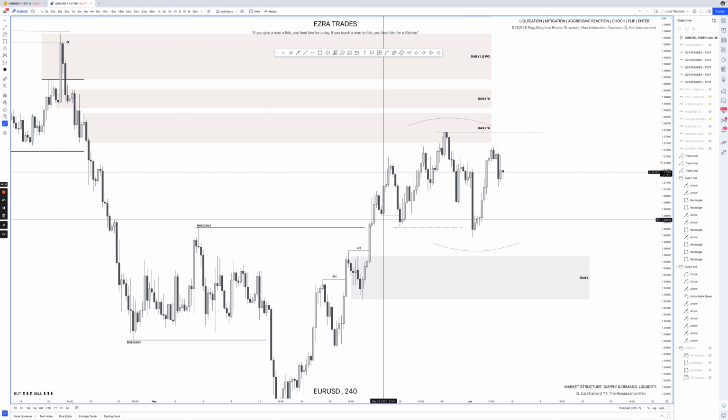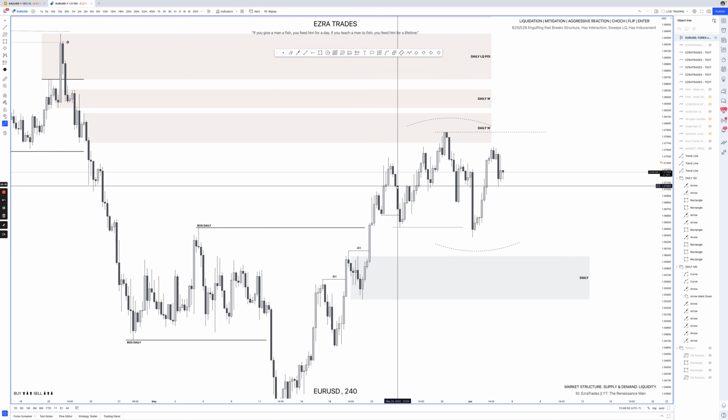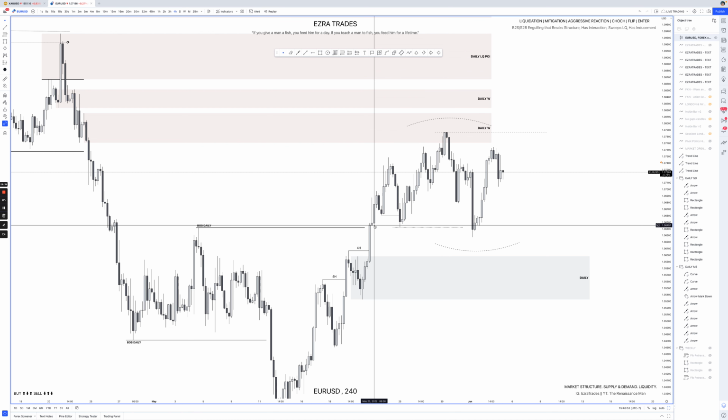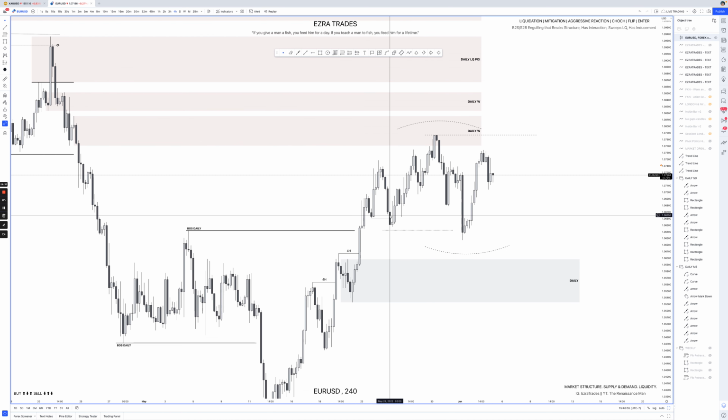I remember trading this area. This was a targeted zone. I took a short, I think, in here once to try to take a low there. What else do I see?